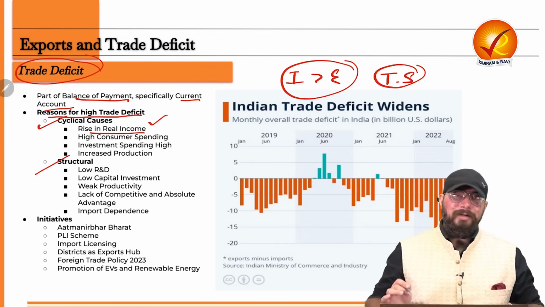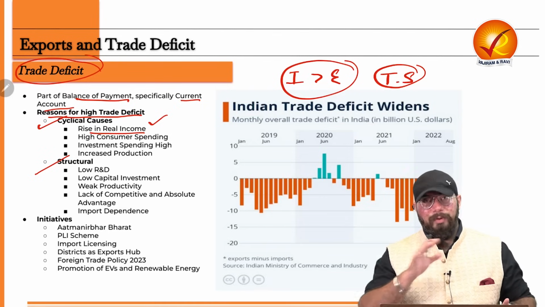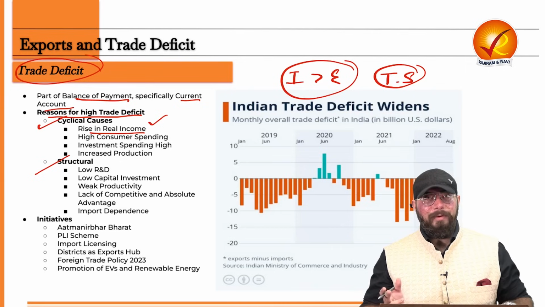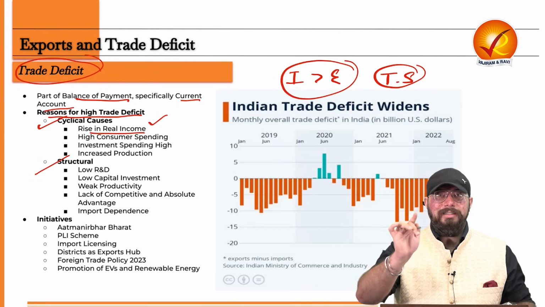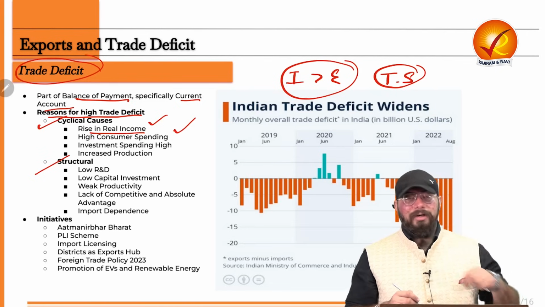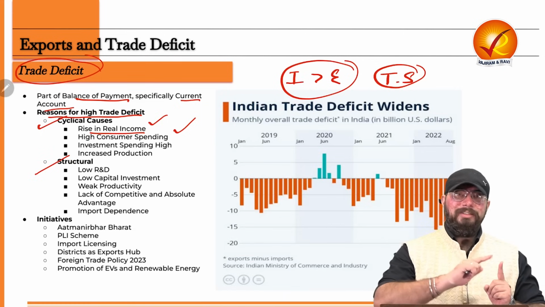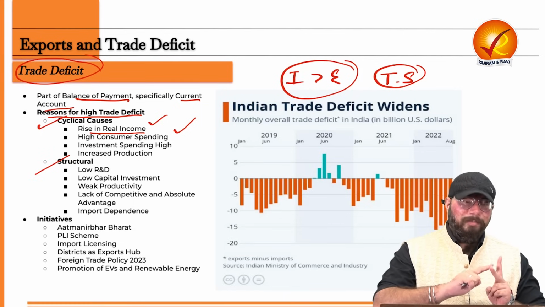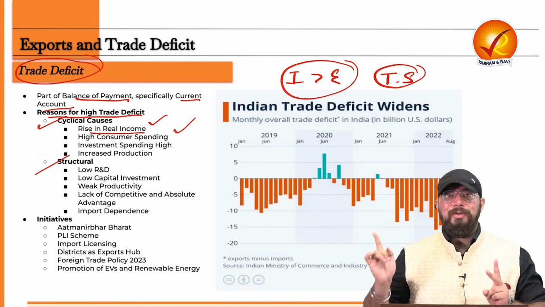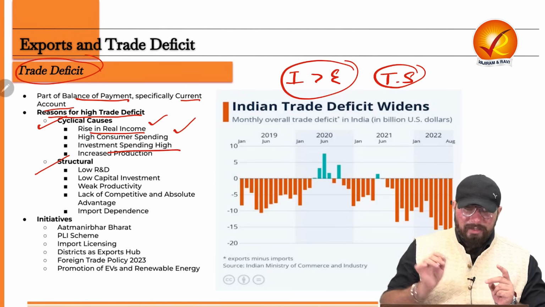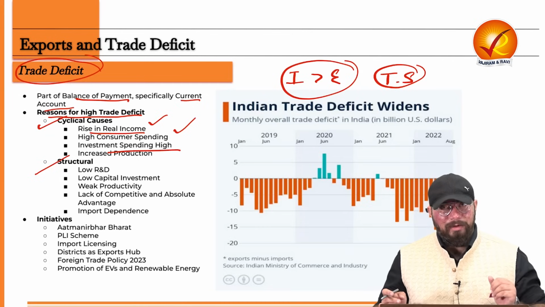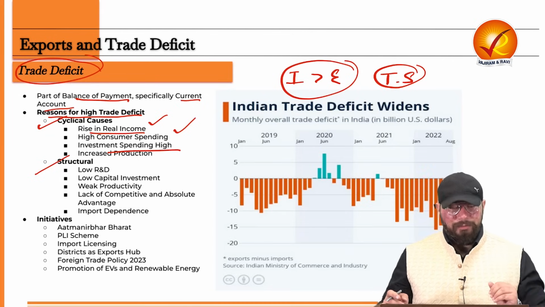So, rise in real income can be a cause, but it is cyclical. Not progressively it is happening, progressively also it can happen. But on a cyclical basis, if it's happening, it is a cause of concern and it is a reason for your widening trade deficit. Then high consumer spending. Again, in relation to your rise in real income. If rise in real income per capita is there, there will be a rise in consumer spending per capita as well. And if that is there, eventually the producers will also raise their investment spending. If investment spending is higher, again we will require more and more products from outside. So we will import more and more products from outside.